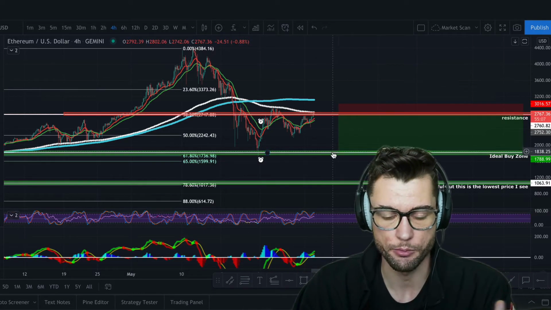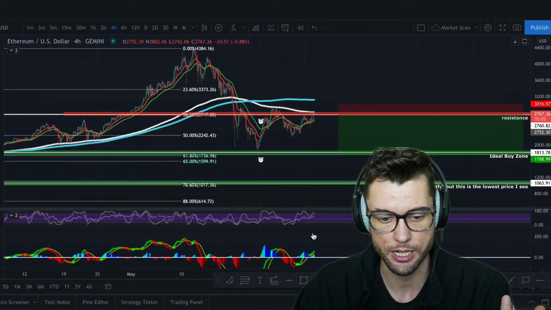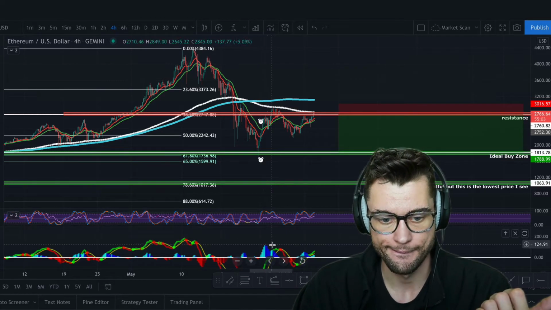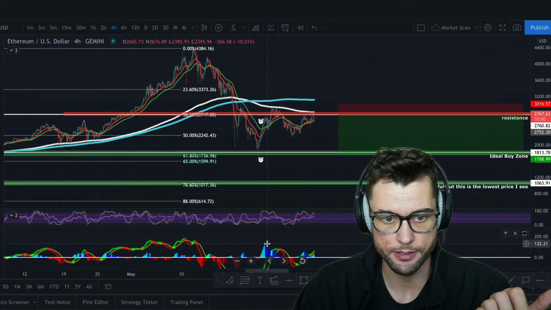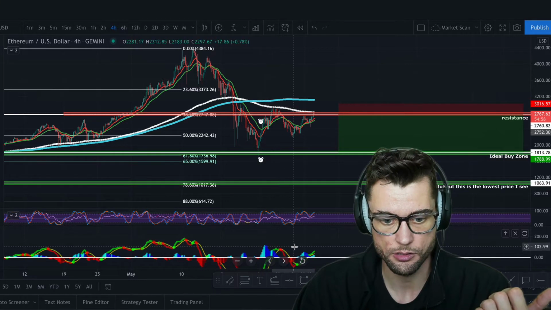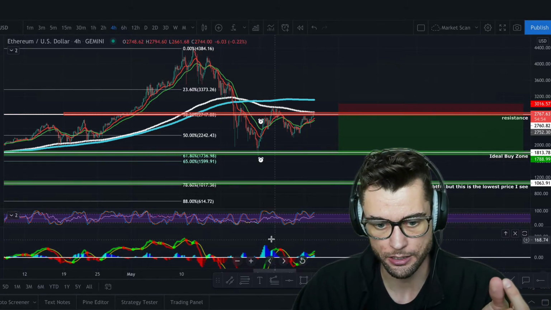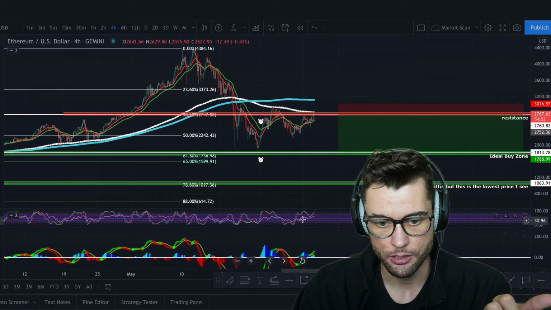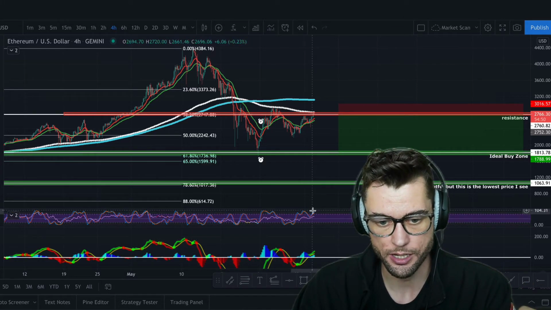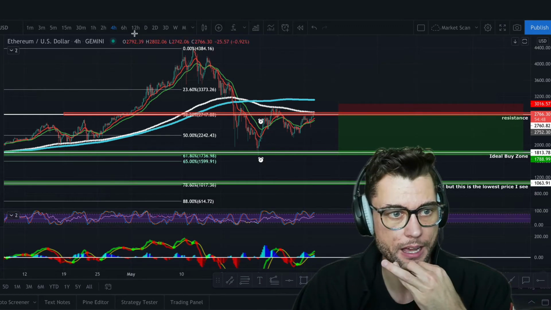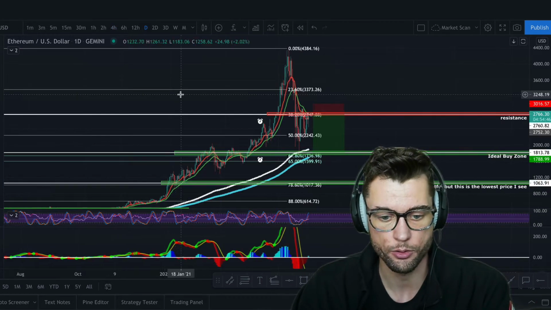But why can't we just come back down again? I've seen it a million times. Even the MACD is getting lower and lower. Yeah, the MACD is getting lower. The Stoch RSI is pretty high. I'm not convinced. Oh, this is the 4 hour. Of course, that's the 4 hour.